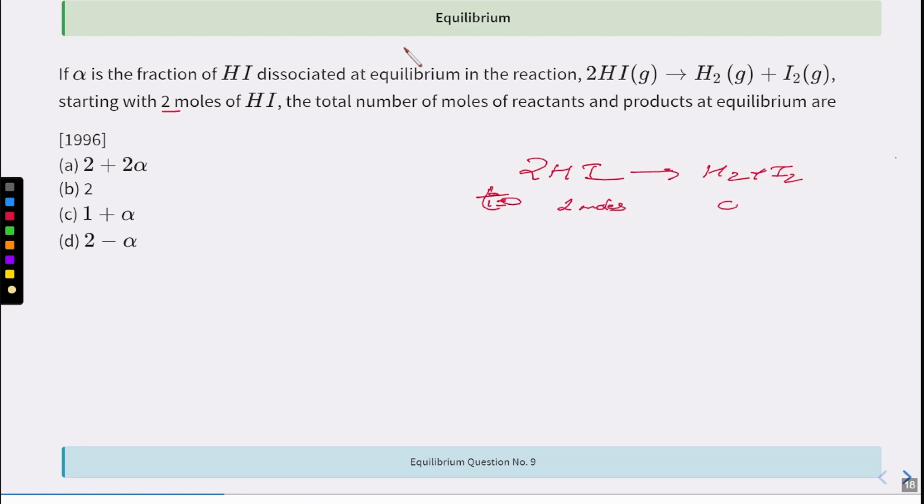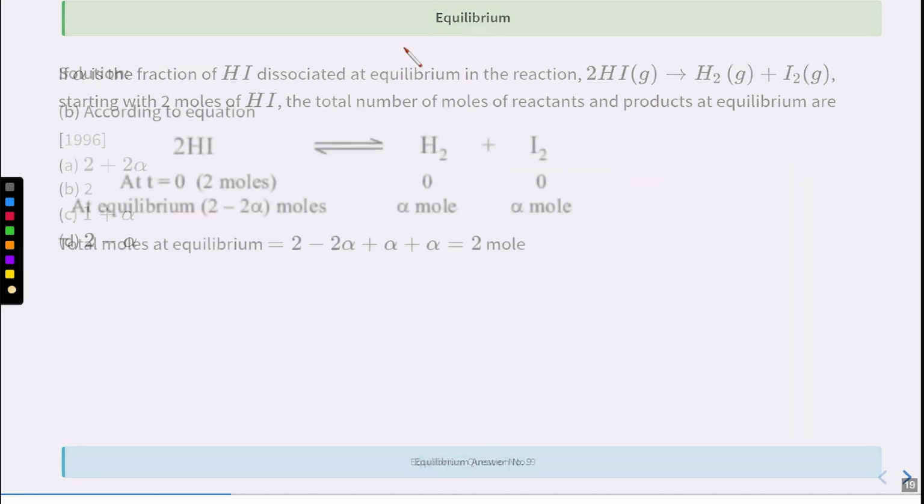2 moles of the reactants, there is no products formed. Okay. Then what happens? Let us say we spend some time t and the reactants start reacting. Now alpha is the fraction that is dissociated. So now what will be left over here is 2 into 1 minus alpha.